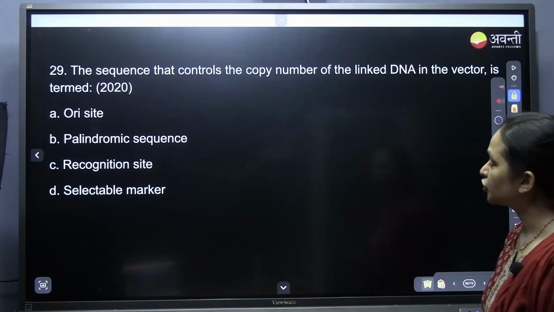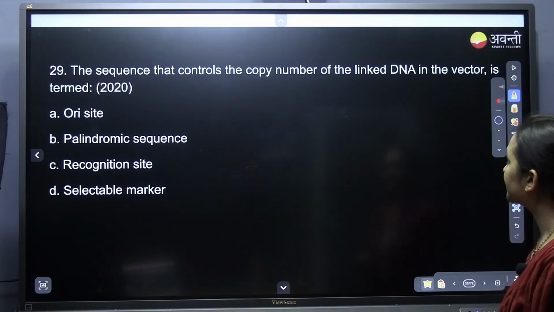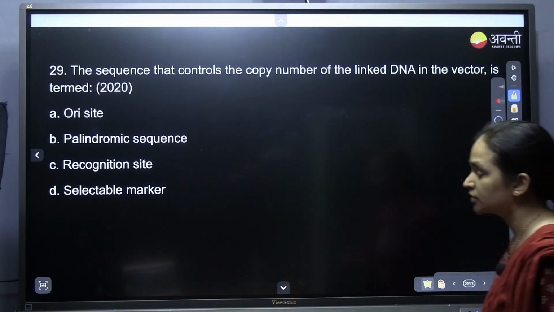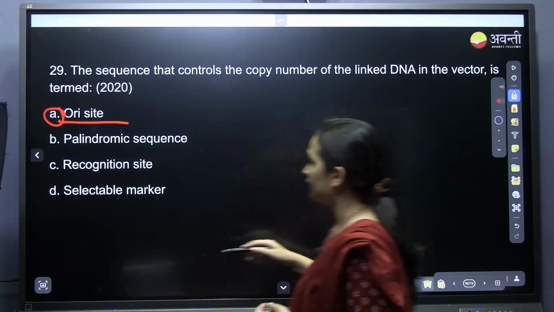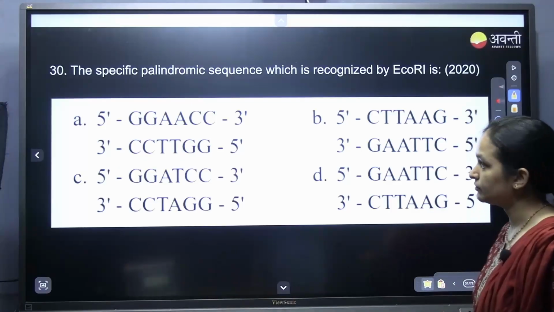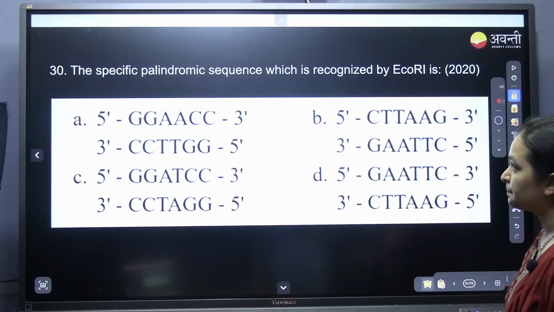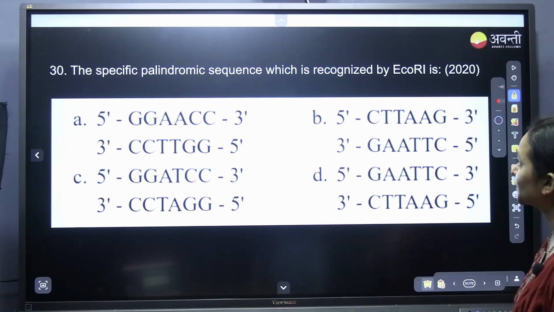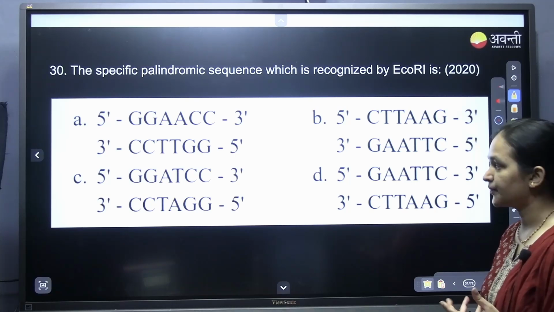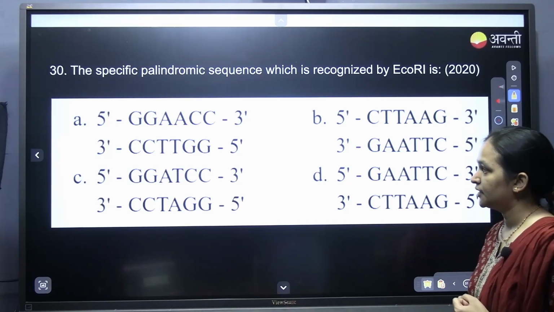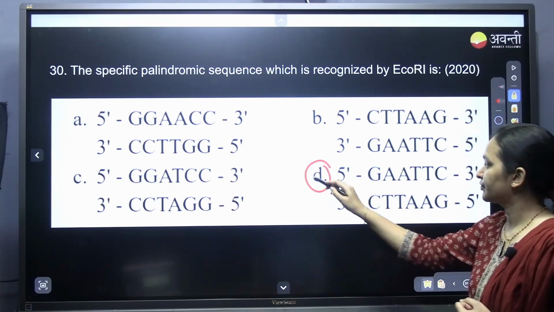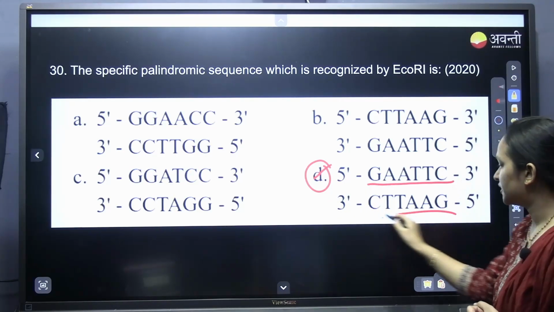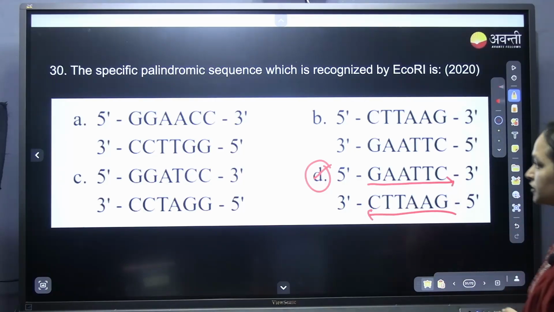The sequence that controls the copy number of linked DNA in the vector is termed ORI. A is the correct answer. And the specific palindromic sequence which is recognized by EcoR1 is GAATTC. Yes, that one. Option D. GAATTC, GAATTC. So this is the one.